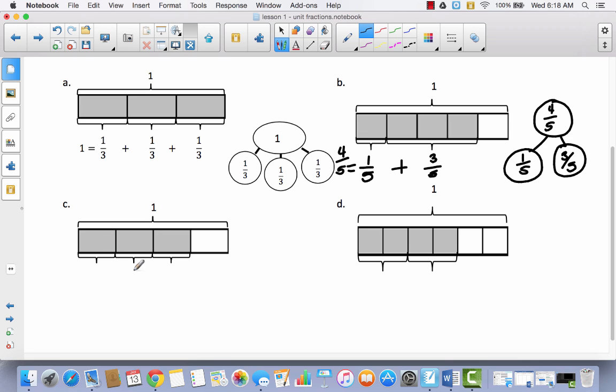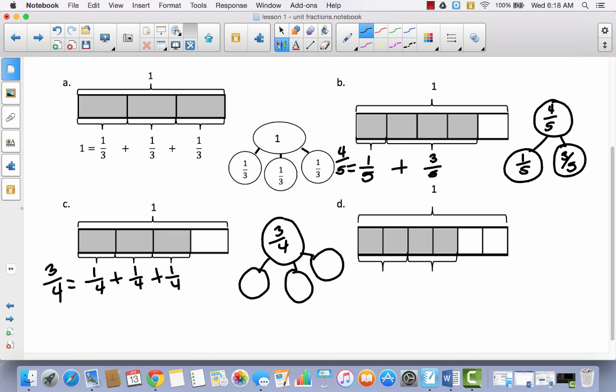Okay, so let's take a look at C. So they've divided this into 1, 2, 3, 4 parts. So each of these is 1/4. So altogether, how many fourths do we have? We have 3/4. So 3/4 equals 1/4 plus 1/4 plus 1/4. And our number bond would be 3/4, and then we're going to actually have 3 fractions here, just like they did in the example. And each of these is going to be 1/4. See if you can do D all by yourself and then come back. If you get it wrong, you can just erase. If you get stuck, you can always press play, but just try to do it by yourself.